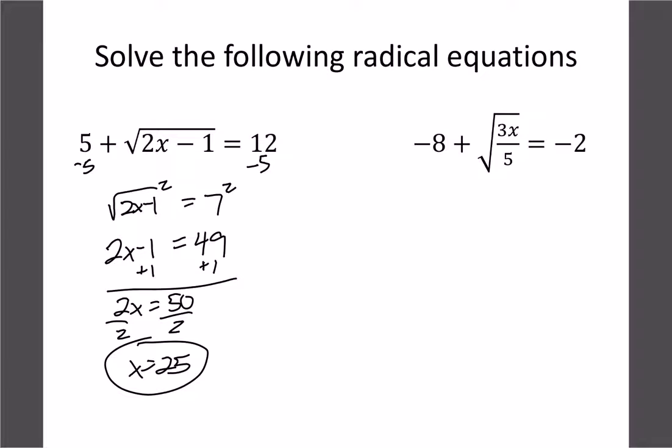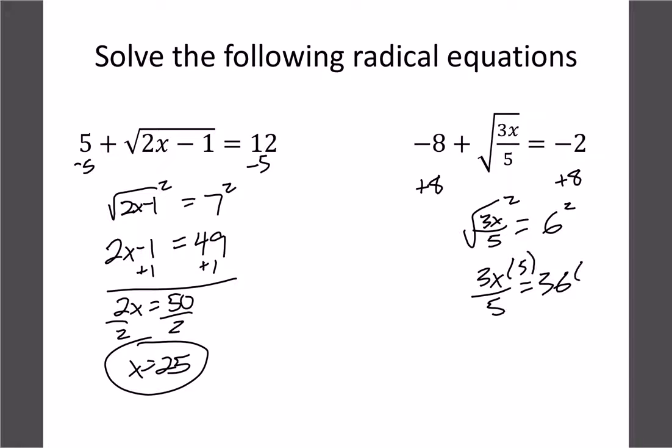Okay, this next example I've got here, we've got a minus 8. So let's add that to both sides to get rid of that. So we have root of 3x over 5 equals 6. Now we're ready to square both sides. So we have 3x over 5 equals 36. To solve this one now, we want to get rid of the 5, so we'll times both sides by 5. That'll give us 3x equals 180. And then our last step is divide by 3. So 180 divided by 3 is 60. That should be our answer for this one.